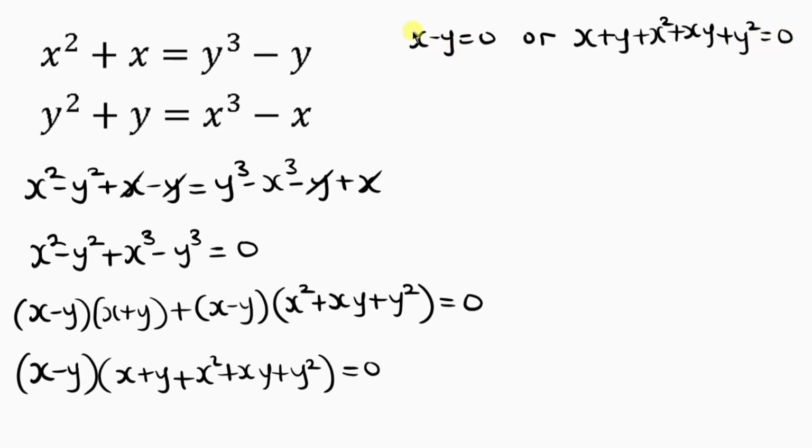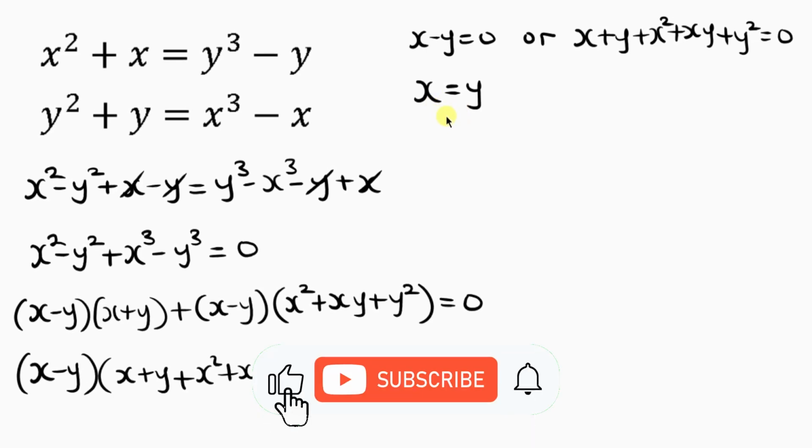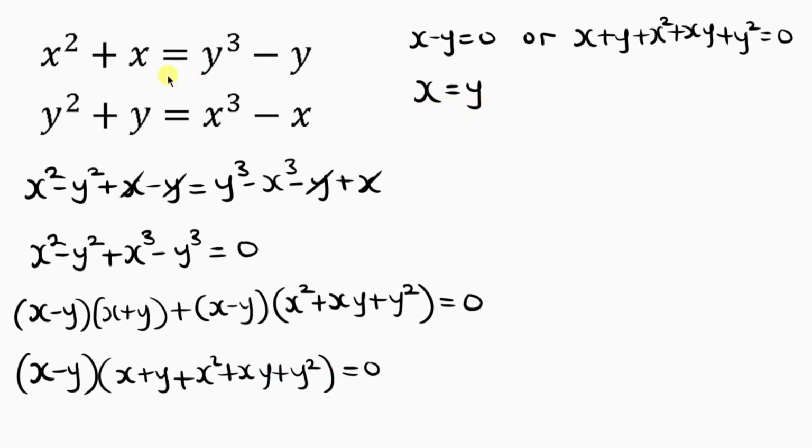So let's go with this first case first. So we have x equal to y. When I move negative y to the right hand side, it becomes y. So I'm going to be working with this first. So x is equal to y. Let's put this in any of these two equations. I'm going to be choosing the first equation, which is equation 1. So wherever I see y, I'm going to be substituting x.